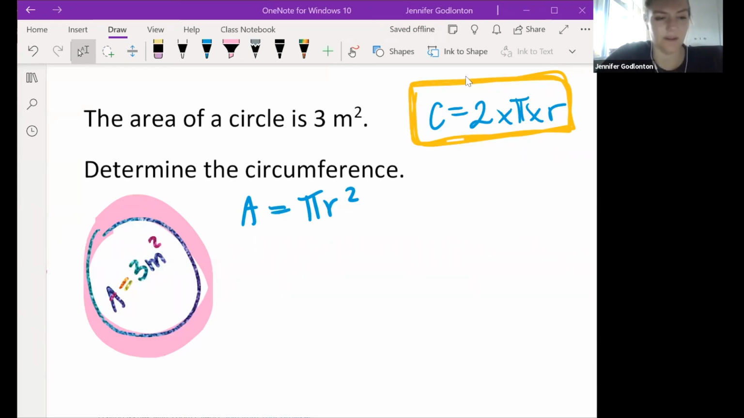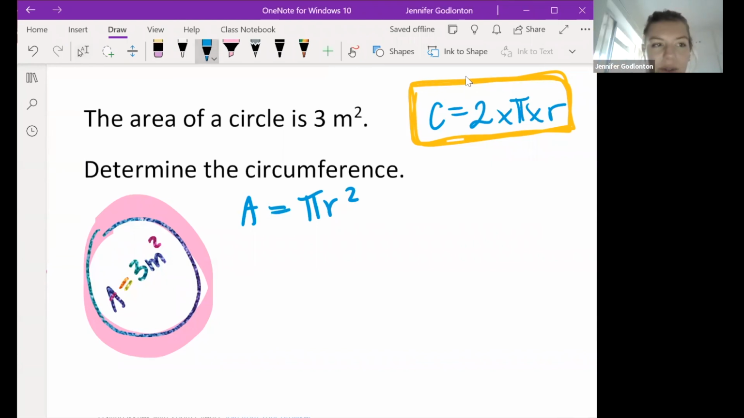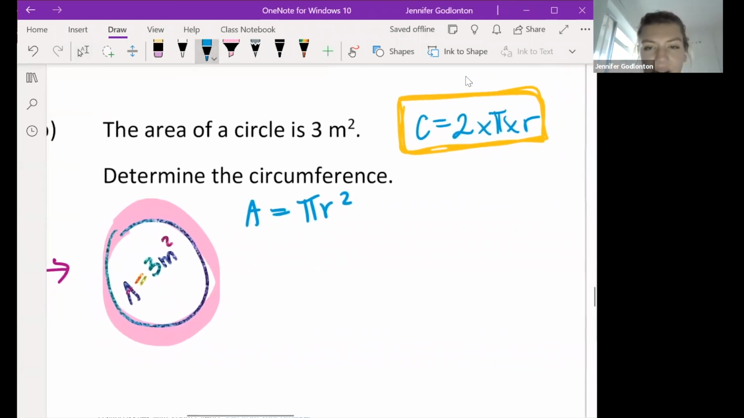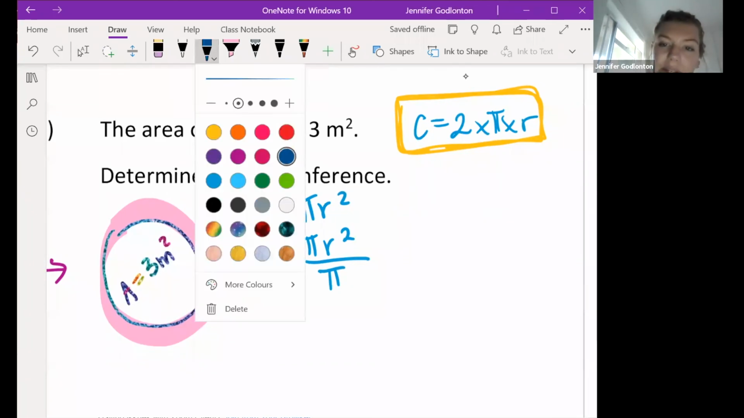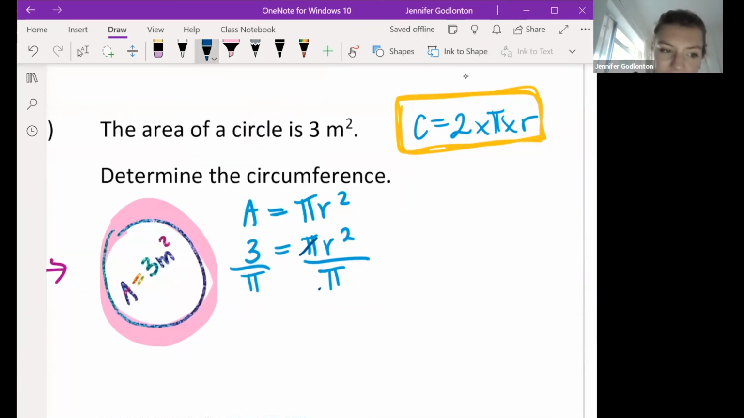Cool. Here we go. So what we've got is area is equal to pi r squared. So we need to now try and figure this out. Our area is equal to 3, and that's equal to pi r squared. We're going to divide both sides by pi. So when we do that, this pi is going to cancel with that pi.